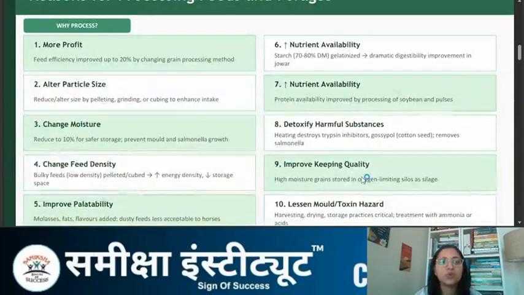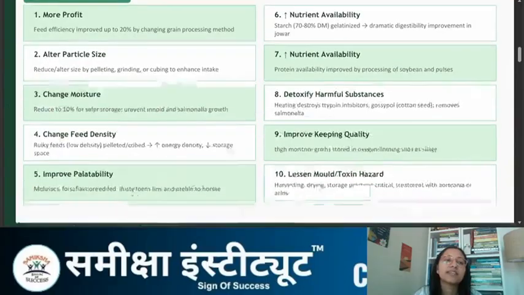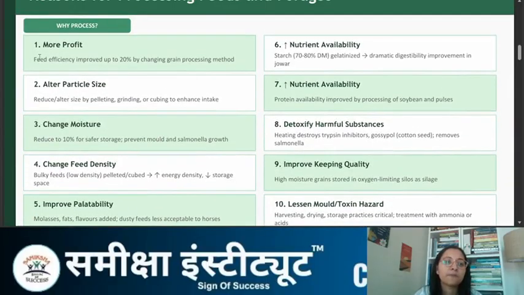Then why do we need to go for this processing? So to make more profit, to increase the profitability. Feed efficiency improves up to 20% by changing the grain processing methods. Then second, to alter particle size, to reduce particle size. So reduced particle size will have higher surface area for digestion. To reduce or alter particle size by pelleting, grinding, cubing to enhance intake.